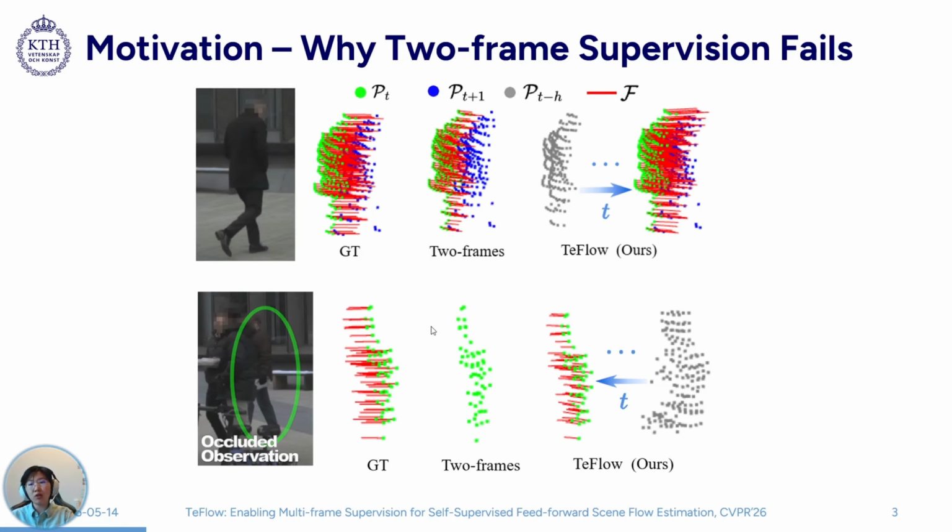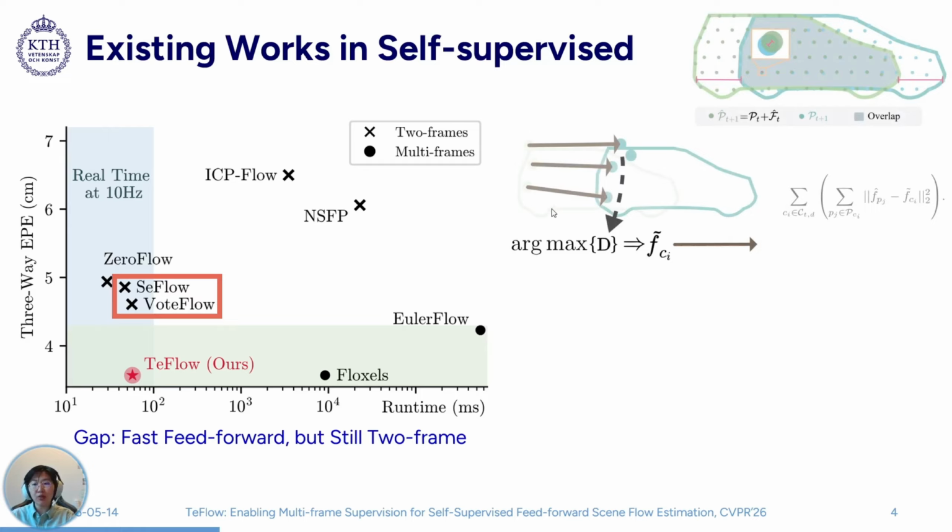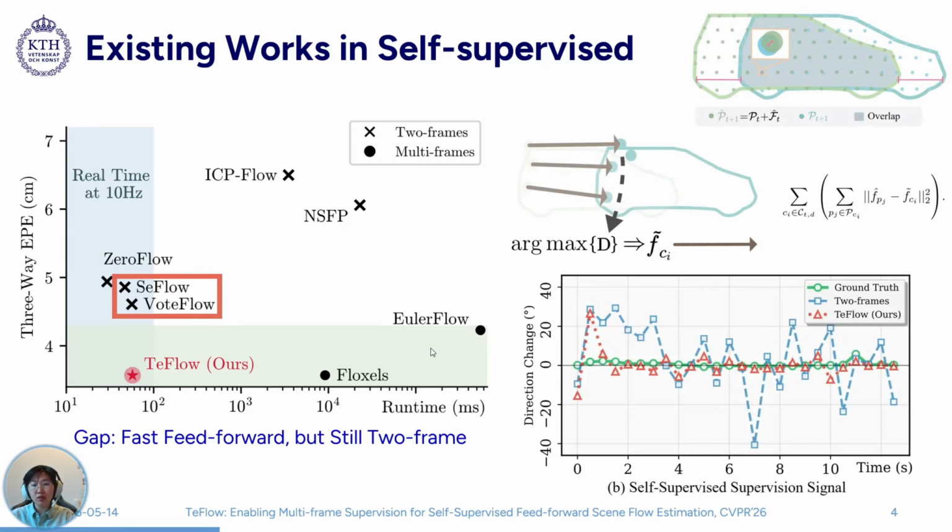But if we look across multiple frames, the same point may be visible at other time steps, providing more reliable motion cues. Existing self-supervised methods face a trade-off. Optimization-based methods can use long-term multi-frame constraints and achieve high accuracy, but they optimize each scene separately and can take hours or even days. Feed-forward methods are fast and generalize to new scenes, but their supervision is still mainly driven by two consecutive frames based on nearest neighbor. As shown on the right, these two-frame signals can fluctuate sharply over time. So our goal is to get the best of both worlds: multi-frame supervision, but still in a real-time feed-forward framework.